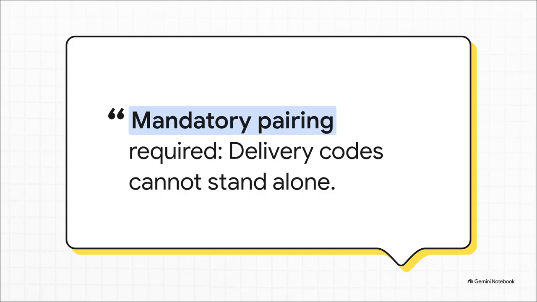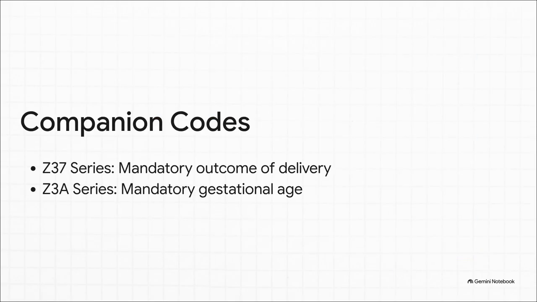Think about it. An O code for delivery tells us how the birth happened, sure, but it doesn't tell us the results or the timeline. It's like having half a puzzle. So here are your non-negotiable rules for pairing.